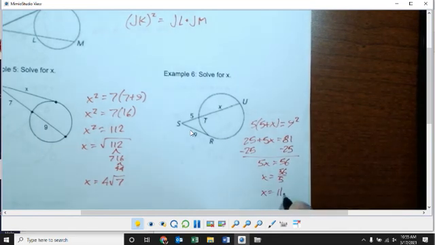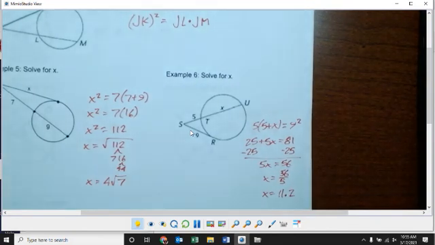So we could give it a decimal approximation though. That's actually the exact same thing. So 56 over 5 is equal to 11.2.